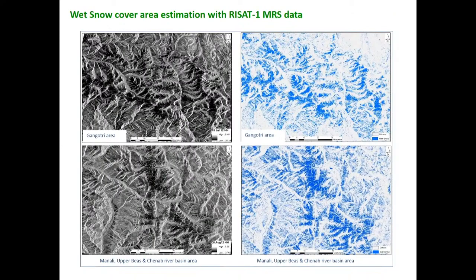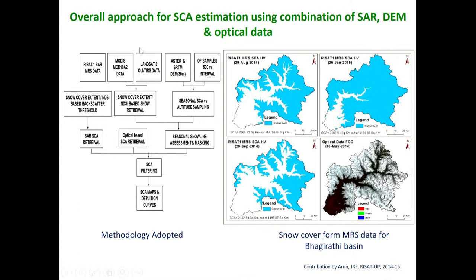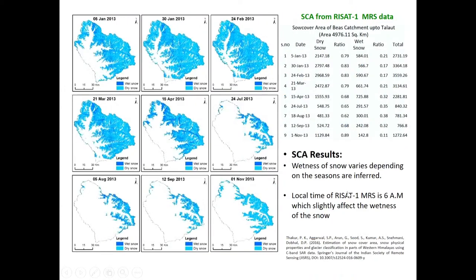So this is the sample Resourcesat-1 MRS data of different dates for different regions. This is the Gangotri area, and this is the Manali area, and you can see here the snow cover area retrieved using the Resourcesat-1 MRS data. Then we have improved our snow cover estimation by incorporating SAR data, the digital elevation model, and optical data, and these are our results of snow cover mapping. So this is how the snow cover mapping has been done.